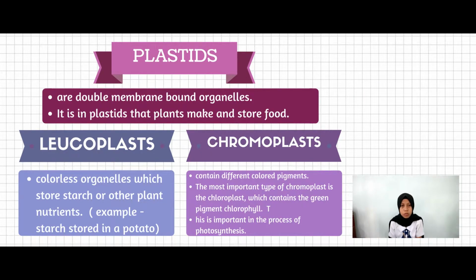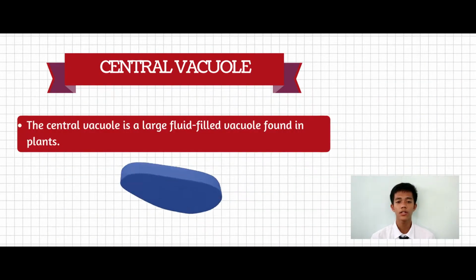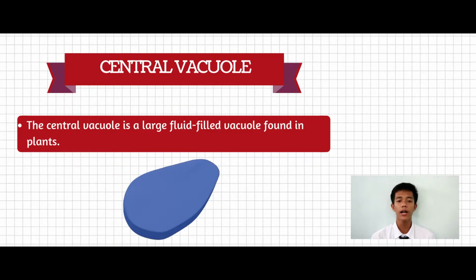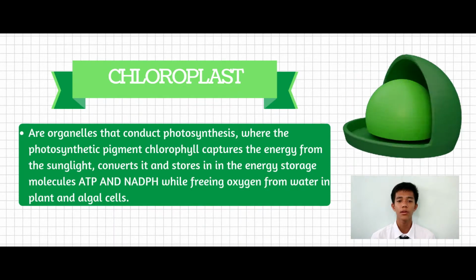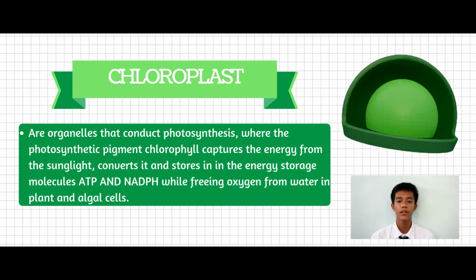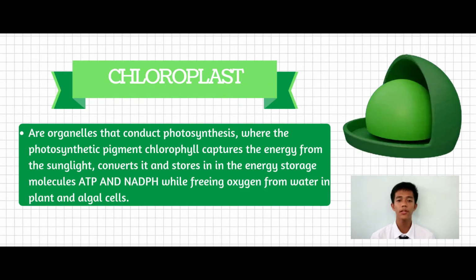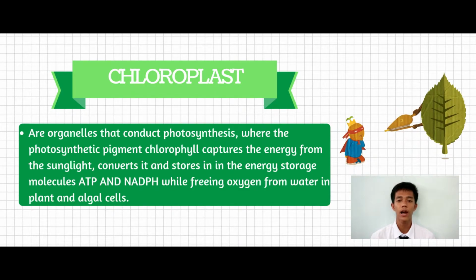Chromoplasts contain different colored pigments. The most important type of chromoplast is the chloroplast, which contains the green pigment chlorophyll. This is the most important in the process of photosynthesis. Central vacuole. A central vacuole is a large fluid-filled vacuole found in plants. Chloroplasts are the organelles that conduct photosynthesis, where the photosynthetic pigment chlorophyll captures the energy from sunlight, converts it and stores it in the energy storage molecules ATP and NADPH while freeing oxygen from water in plant and algal cells.